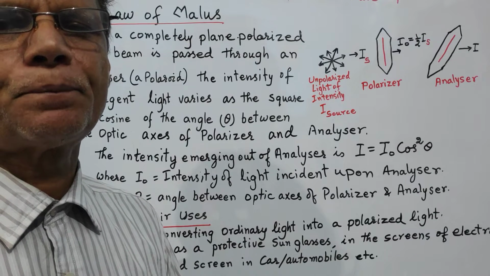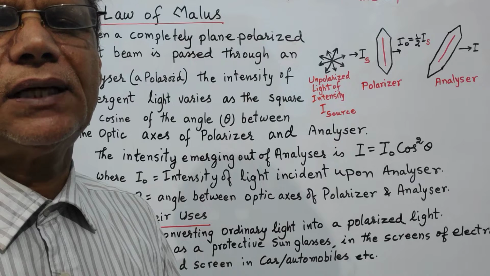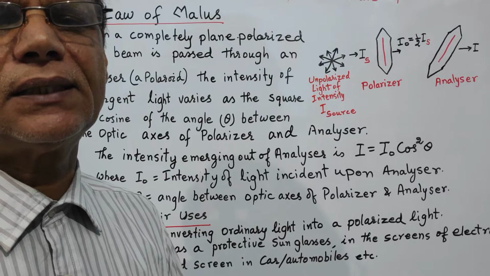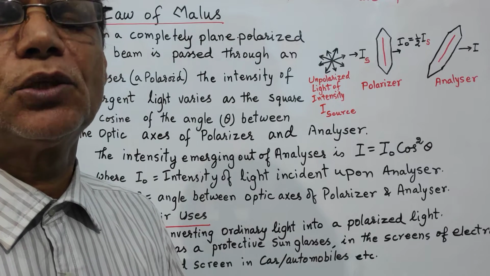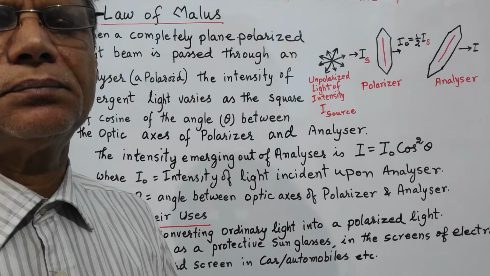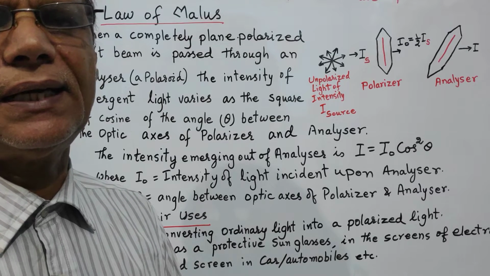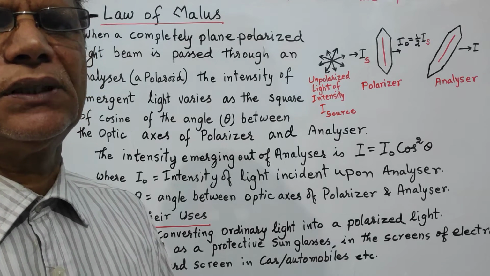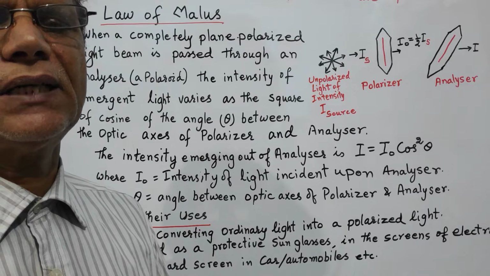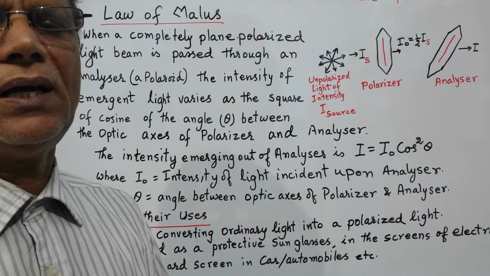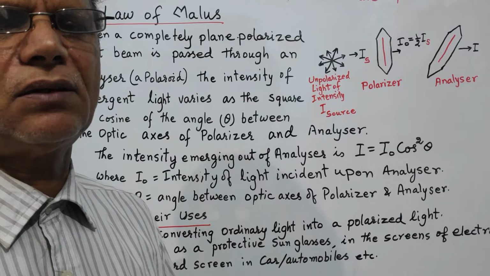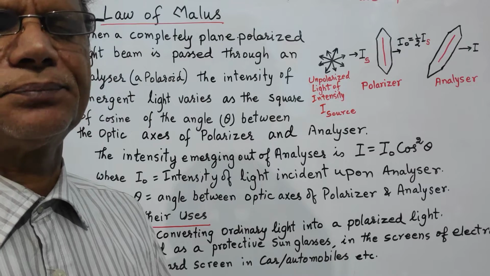Well, it is a crystal which allows light to pass through it only if the electrical vibrations of the light are parallel to its optic axis. Means it allows the light having vibration in a particular direction only to pass through and absorbs the rest of the light. So these are called polaroids. And when the same crystal is used to check whether the light is polarized or not, we name it an analyzer.